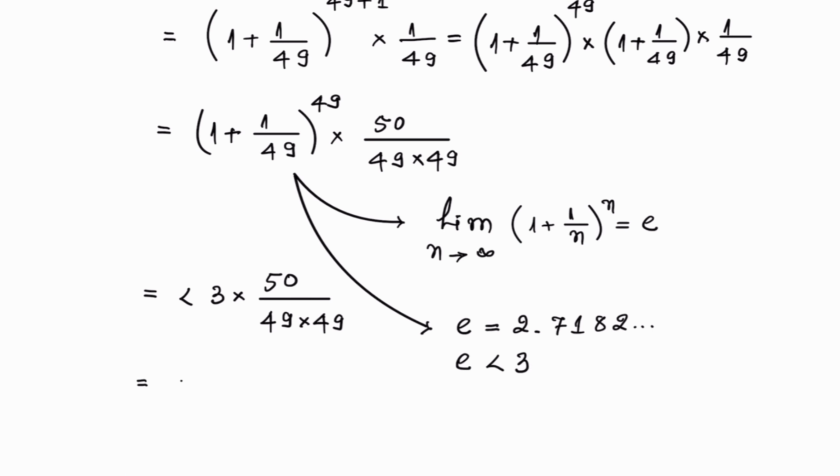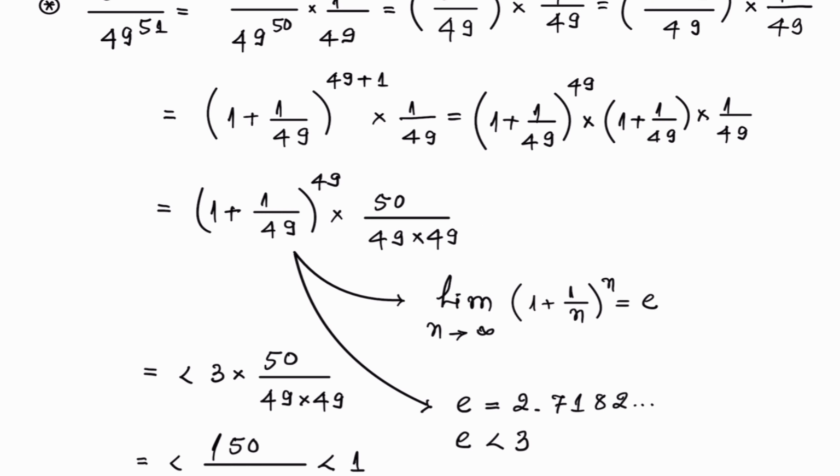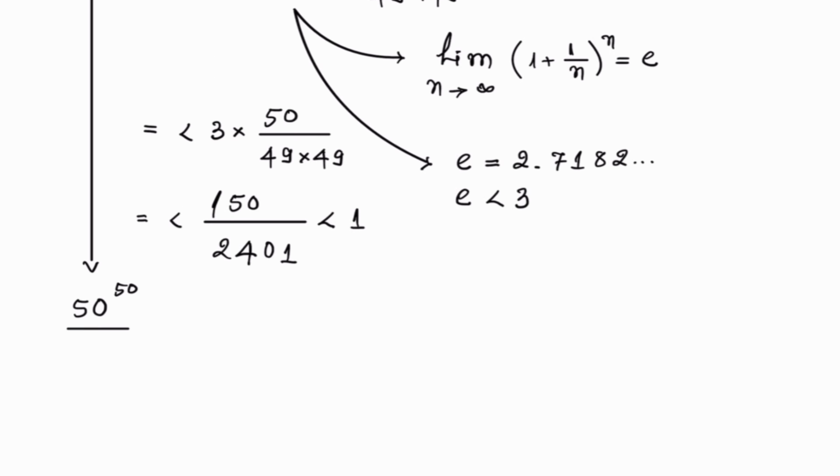Then we will get 150 over 49 times 49, so that will be equal to 150 over 2401. As you can see, this number is less than 1. All right, so this number here, 50 raised to the power of 50 over 49 raised to the power of 51, is less than 1.